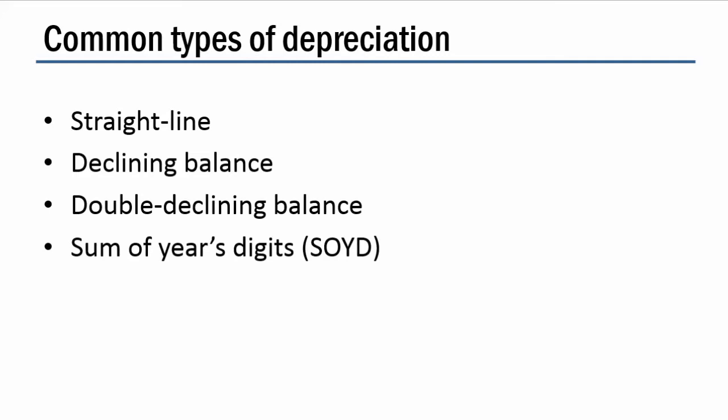And the fourth and last type that we're going to look at is what's called sum of years digits. That's an accelerated type of depreciation where it's front-loaded. You get more of the depreciation earlier on than later on.